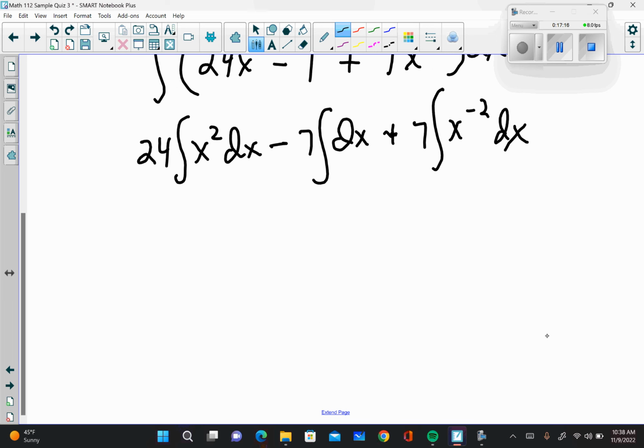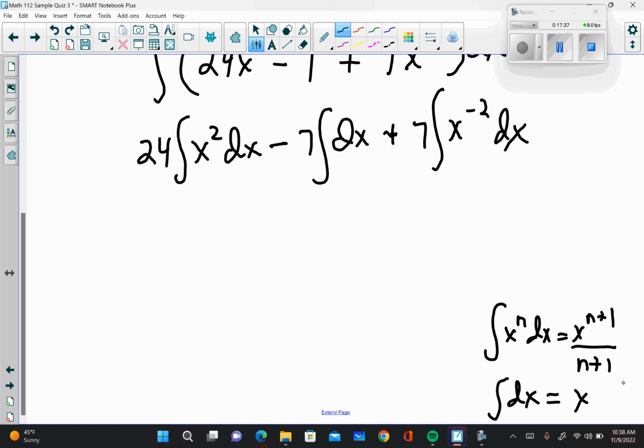And there's a couple formulas on your formula sheet that are needed here. One is the integral of x to any number dx is x to the exponent plus 1 over the exponent plus 1. And there's really a plus c, but I won't put it here. And the integral of dx, just if that's all you have, that's just x. Both of these are supposed to say plus c, but I'll worry about that later.